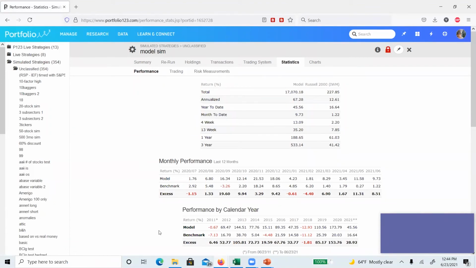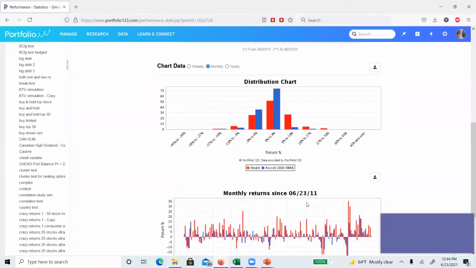Returns, the monthly performance. I love this calendar year thing. This is a good simulation because it beat the benchmark every year except in 2018. Probably totally unreal.